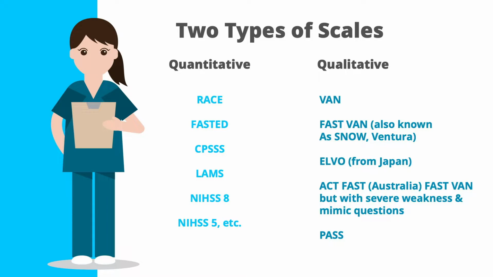And then ELVO out of Japan, or FAST VAN out of Australia, which you have to have severe unilateral arm weakness, then they test for aphasia, neglect, and gaze. They're all very similar, right? The only difference is with ACT-FAST, they actually ask other questions. Is it less than 6 hours? Was there trauma? Was there seizure? So they're doing a stroke mimic as part of the evaluation, which is very beautiful as well. And then PASS from Denmark as well, which is just, you have to have 2 out of 3 questions. And so it's more of a qualitative versus quantitative.